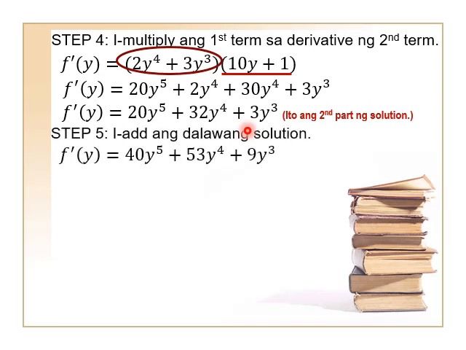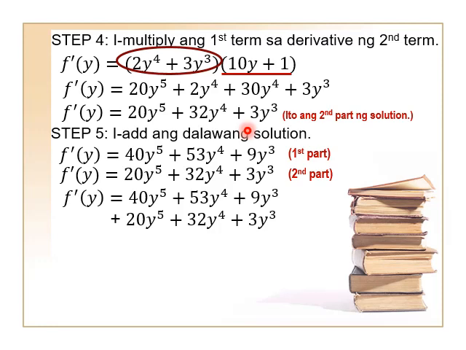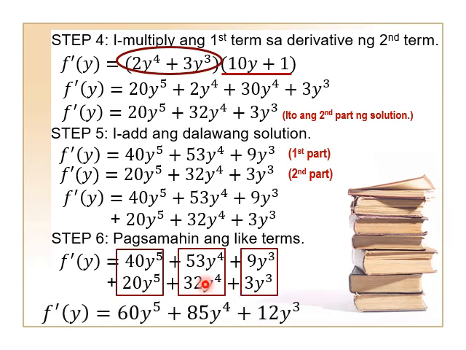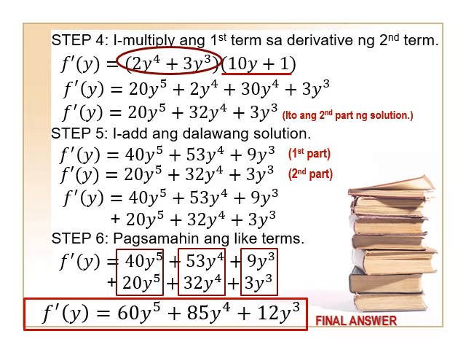So, add lang natin yung dalawang solution natin. So, meron tayong 20y raised to 5, 53y raised to 4 plus 9y cubed, first part. And then the second part is 20y raised to 5 plus 32y raised to 4 plus 3y cubed. That's the second part. So, if we will combine them, so mas madali siyang i-combine by adding them vertically kasi makikita nyo na yung like terms niya. So, pag pinagsama natin yung like terms, yan. So, this is what we will get. So, 60y raised to 5 plus 85y raised to 4 plus 12y raised to 3. And this is your final answer.